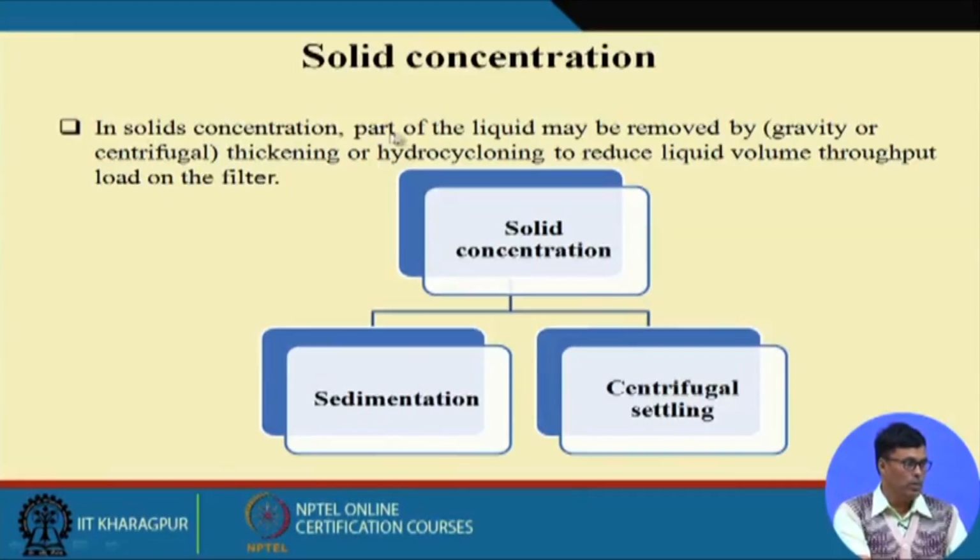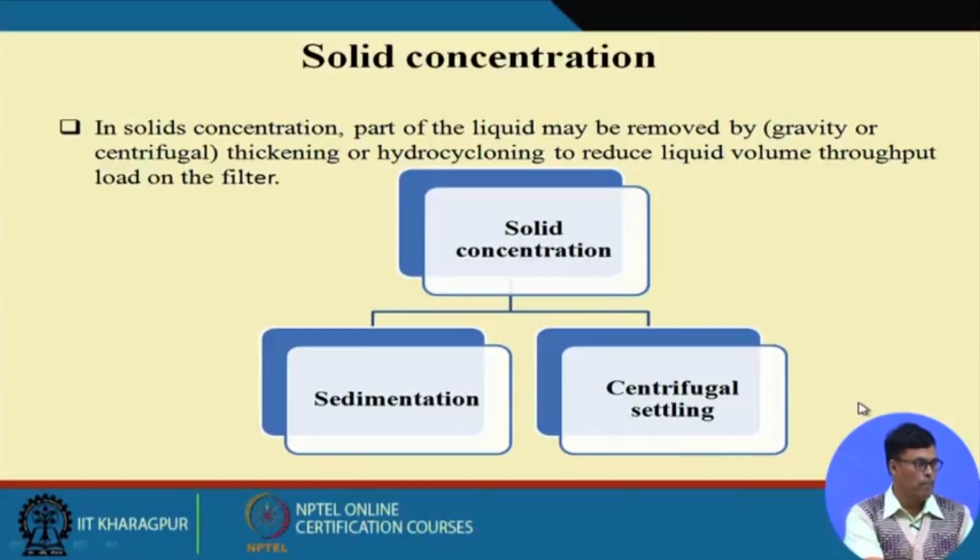Now there is solid concentration. In solid concentration, part of the liquid may be removed by gravity or centrifugal thickening or hydrocycloning to reduce the liquid volume throughput load on the filter. The solid concentration we can do by sedimentation and centrifugal settling. These are the two ways we can do that.